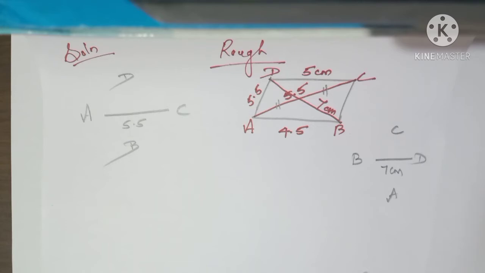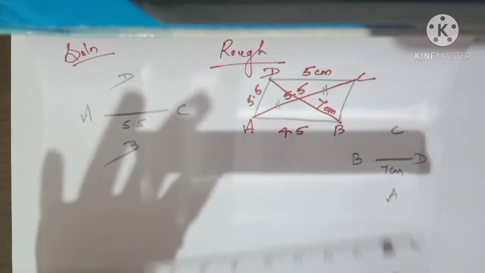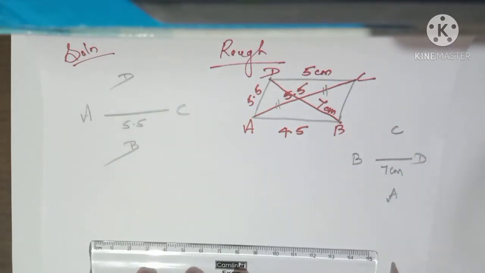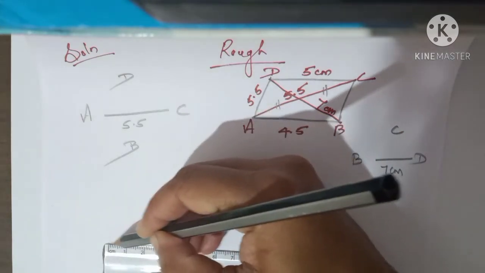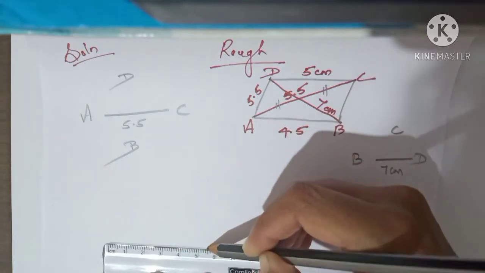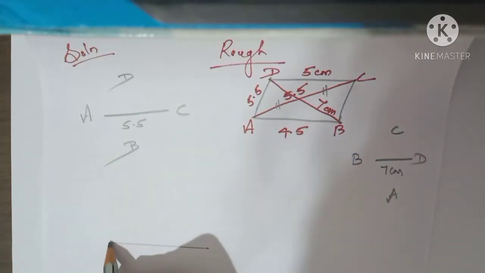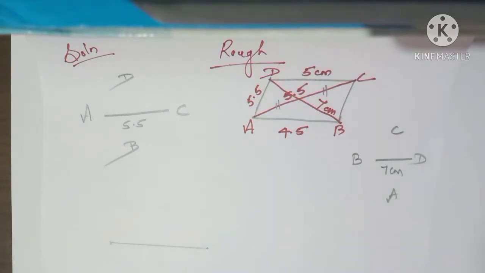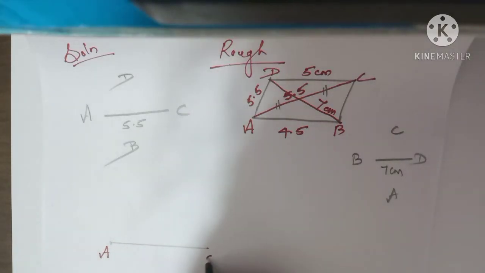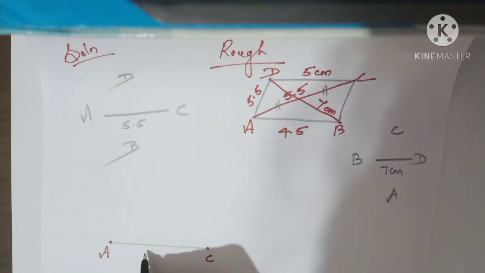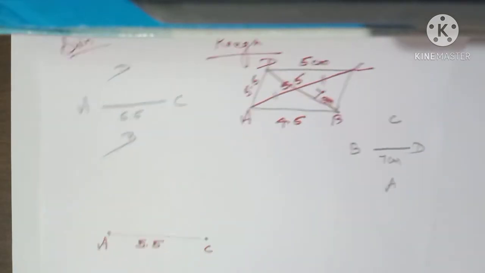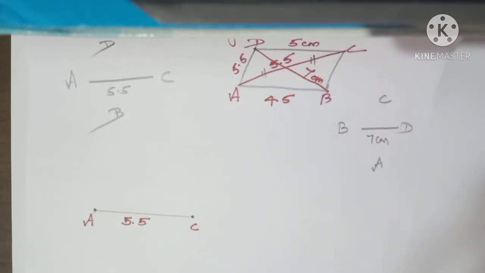Okay, so AC, what is the measurement? 5.5 centimeter. So with the help of the scale, I am going to measure 5.5 centimeter and draw a line segment of 5.5. I am going to name it AC. You can use pencil. Here, for your clarity, I am using a marker, but you have to use scale and pencil. So here I am going to write 5.5 centimeter.